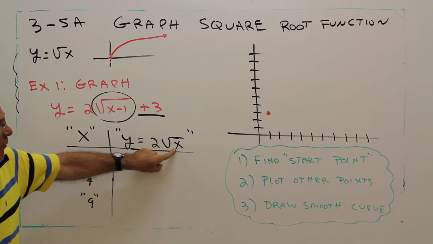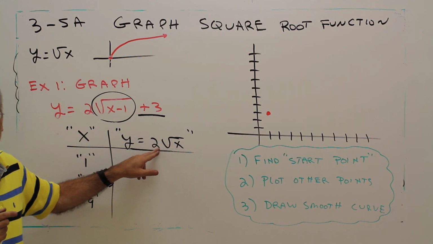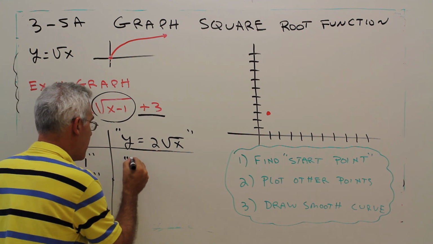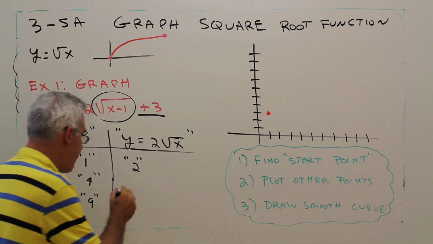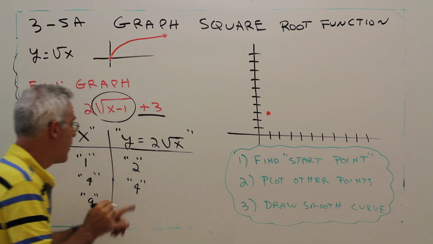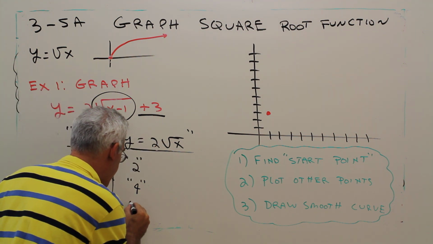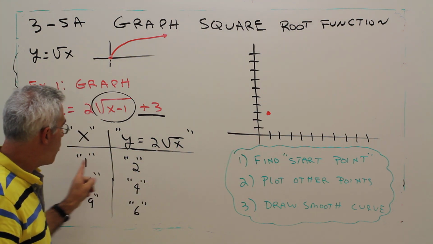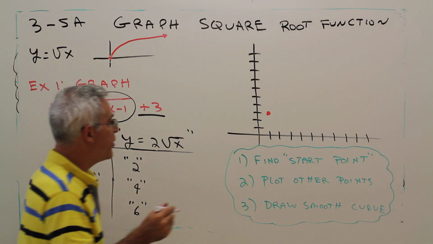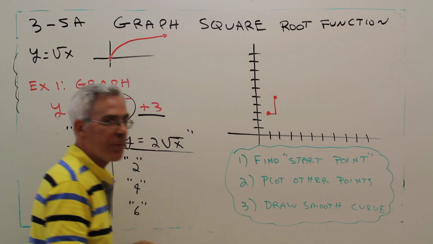Okay, the square root of 1, these are perfect squares, by the way. The square root of 1 is 1, double it, 2. The square root of 4 is 2, double it, 4. The square root of 9 is 3, double it, 6. So all I'm going to do is, on my graph, from the starting point, go 1 unit to the right and 2 units up.